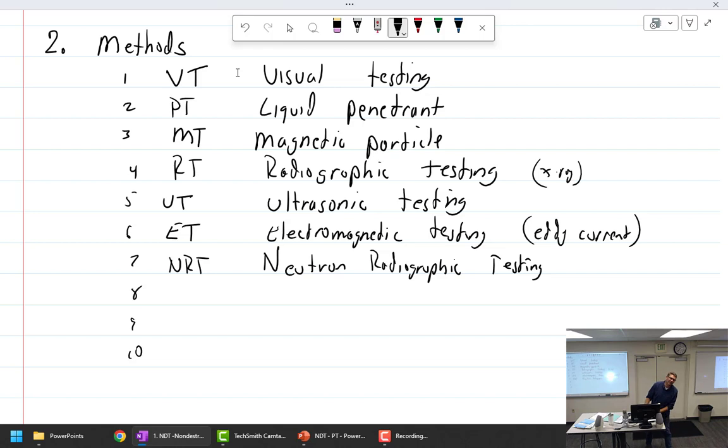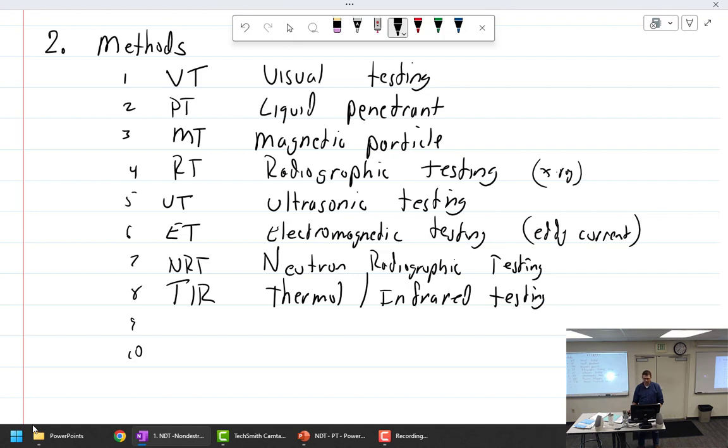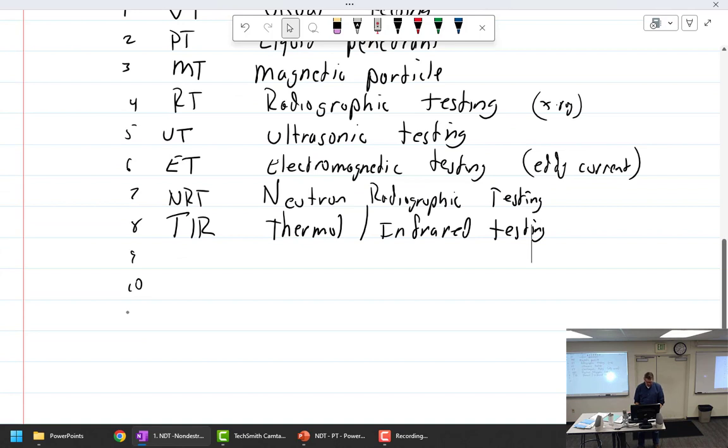Come on. Ion? I don't know. It's not on there. Proton radiographic testing. It's just TIR. What is that? Thermo, infrared. There you go. Oh man, I can't believe I got that. Neither can we. Of course you got it. All right, AE.